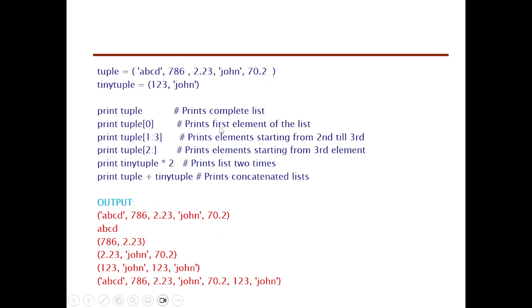Print tuple 0 prints the first element of the list. So this is the ABCD. Then print tuple 1 to 3 prints elements starting from second till end. So we have the 0, 1, 2, 3. So we have the 2.23 and dyan. Then print tuple 2 prints elements starting from third element, 0, 1, 2, so it will print 2.23 dyan.